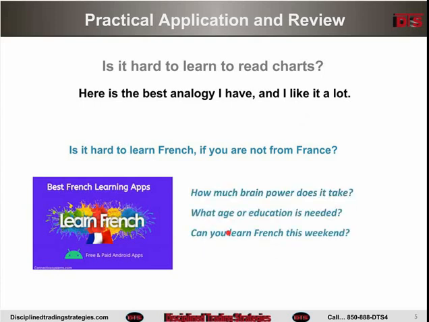But think about this. How much brain power does it take? Not a lot, right? There are 3-year-olds walking around that can speak French. What education is needed? Well, none. 3-year-olds speak French, right? Could you learn French this weekend? Guys, could you learn French this weekend? I'm going to keep the analogy going for 3 more minutes, because I think this answers a question I get all the time about, why is this so hard? It's not hard. But you do have to learn it, right?